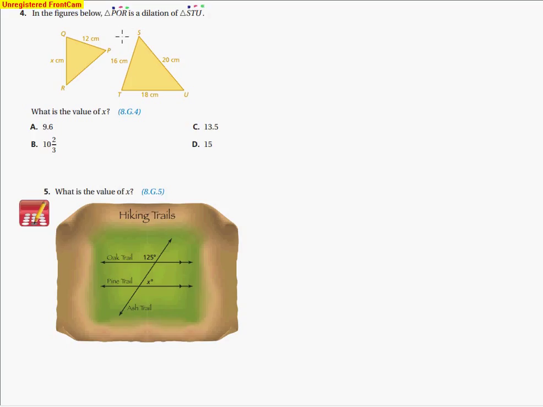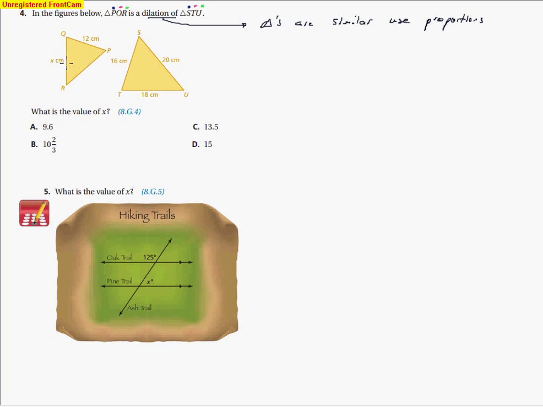So that's real important as we're looking at this, and it says that it's a dilation. So what that tells us is that if it's a dilation, that means the figures, the triangles, are similar. And if they're similar, that means we need to use proportions to solve. That means the sides are proportional. So let's go ahead, and they want us to find out what is the value of x.